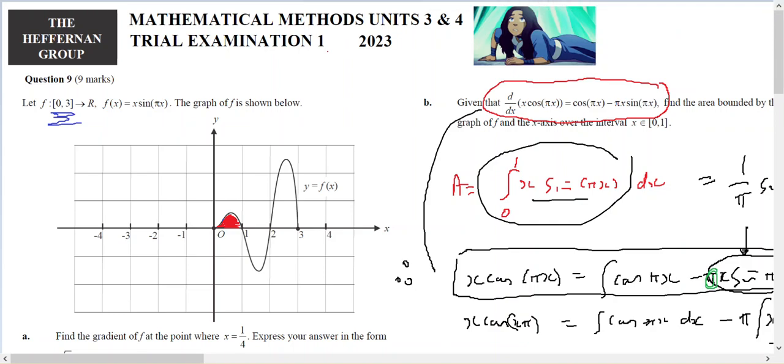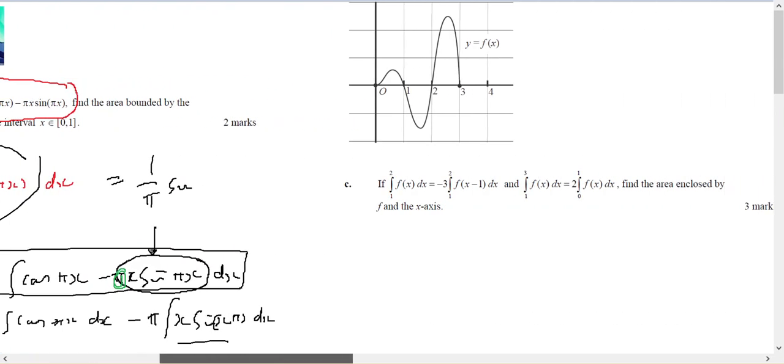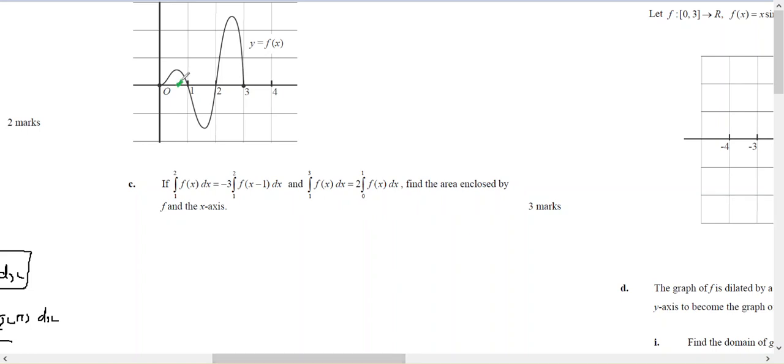Okay, so the area that we just worked out is going to be 1 on pi, going from 0 to 1. Part C, so I know this area here is 1 on pi. So I'm being given some facts.